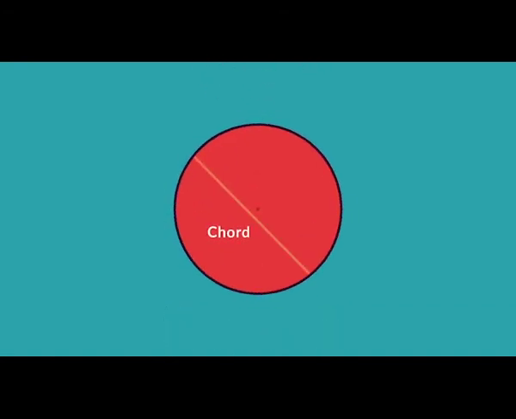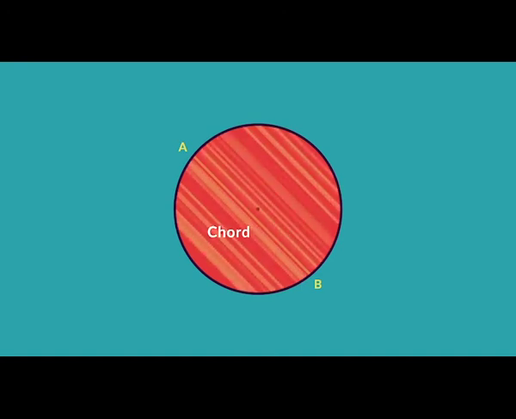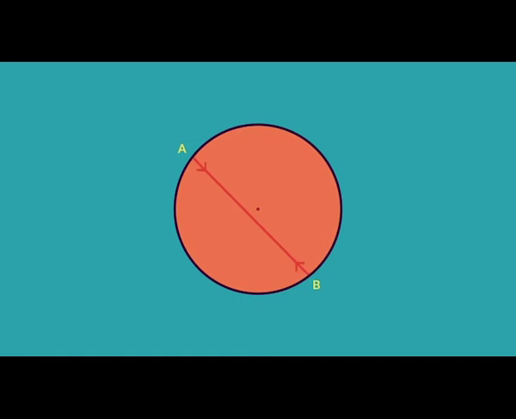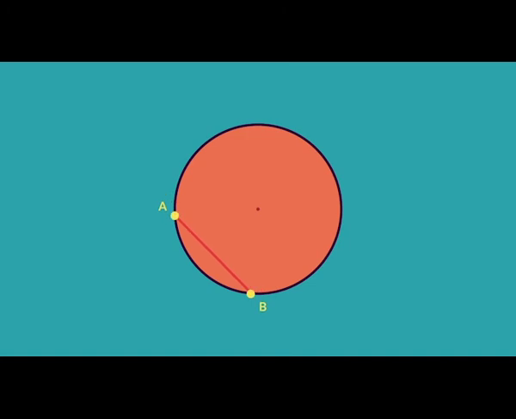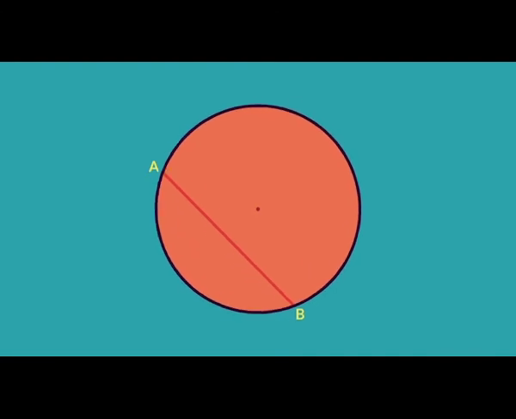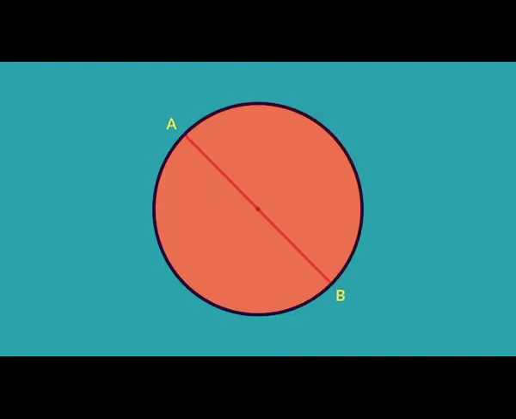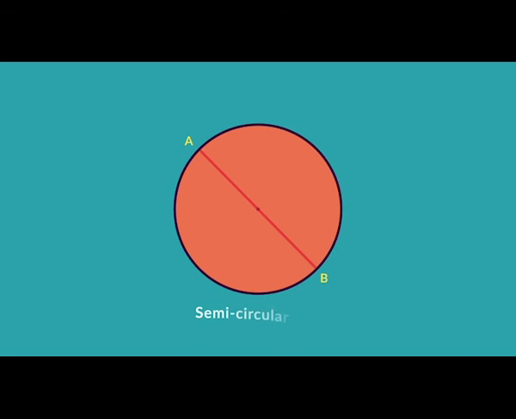A chord is a line segment that joins 2 points on the circumference of a circle. There can be an infinite number of chords on a circle. The further a chord is from the circle's center, the shorter it is. The closer a chord is to the center, the longer it is. The longest chord of a circle is its diameter, which is the same as a chord passing through the center of the circle. The chord's endpoints also define two arcs of the circle, the minor arc and the major arc. When the chord is the diameter, the major and minor arcs are the same length and are called semicircular arcs.